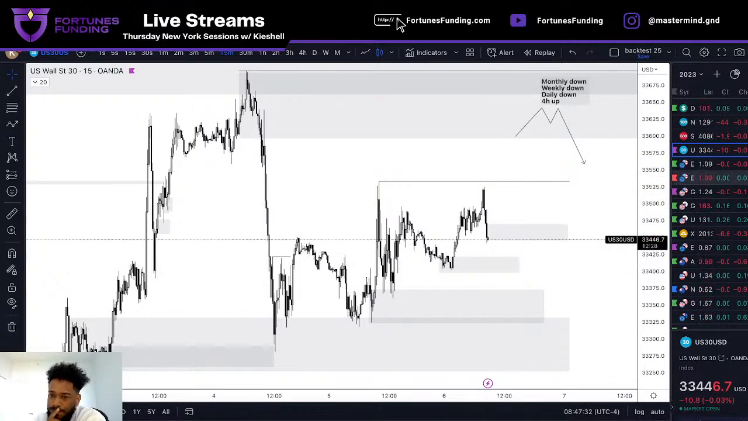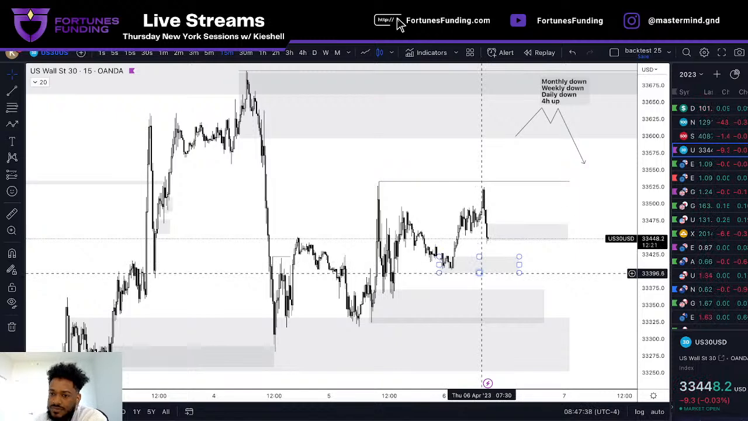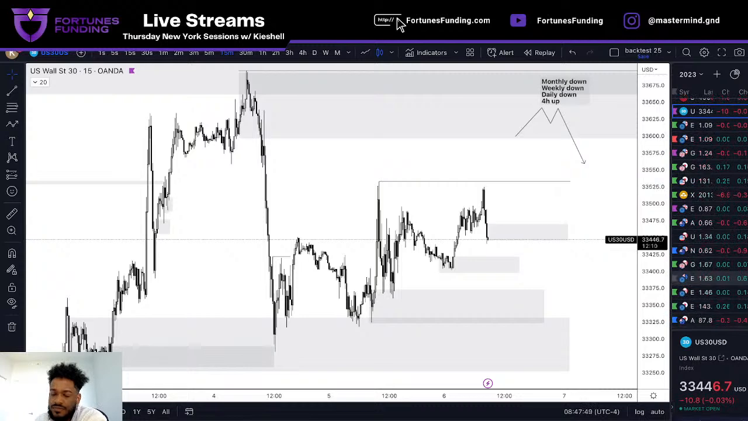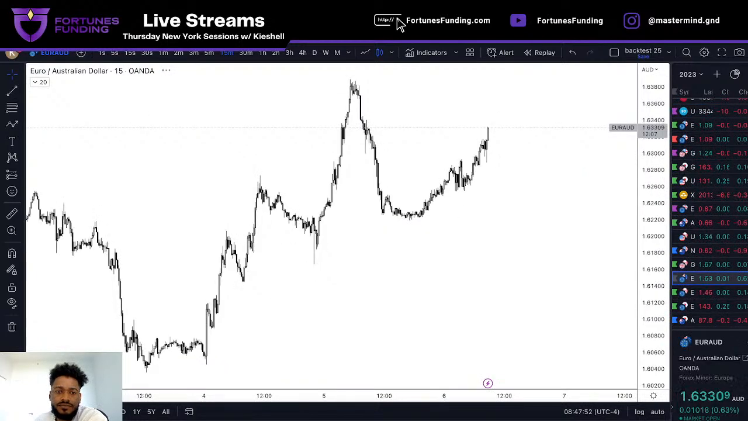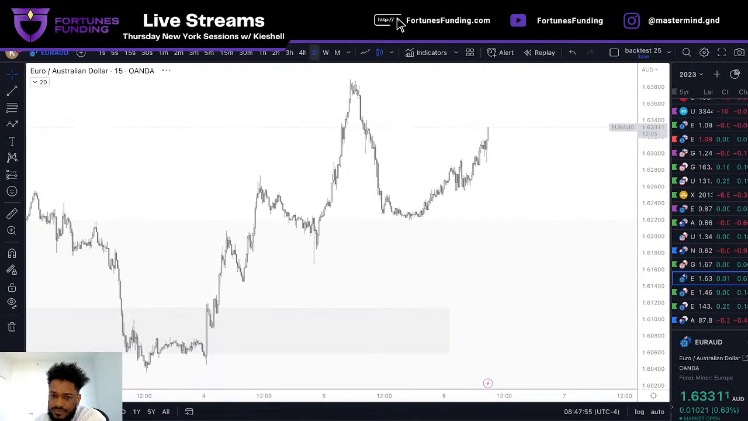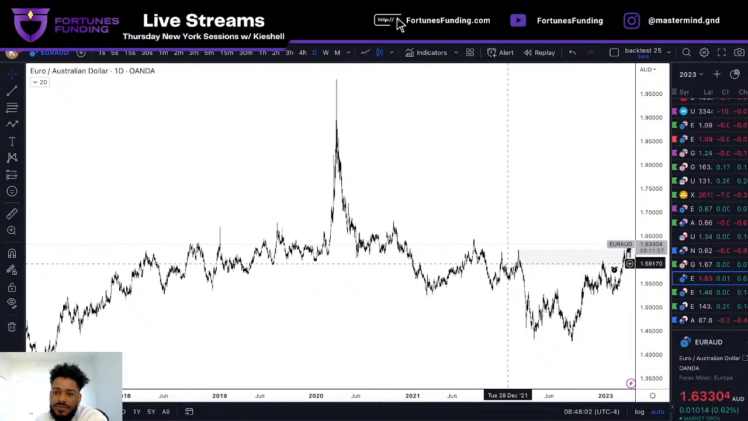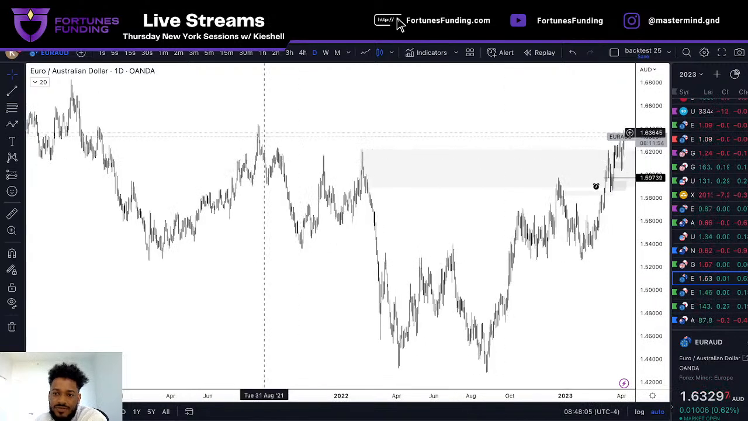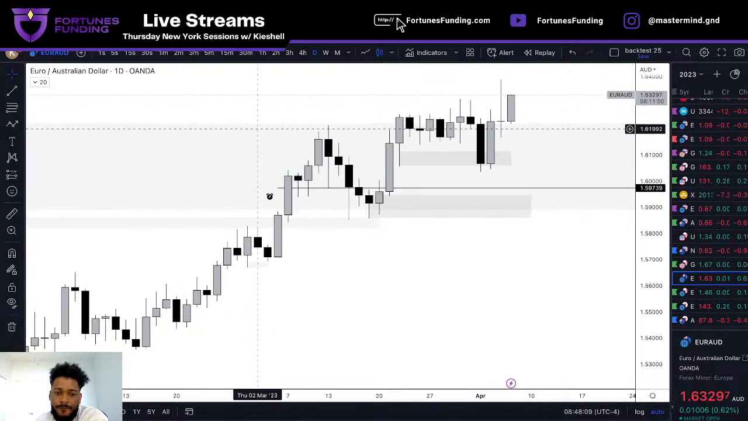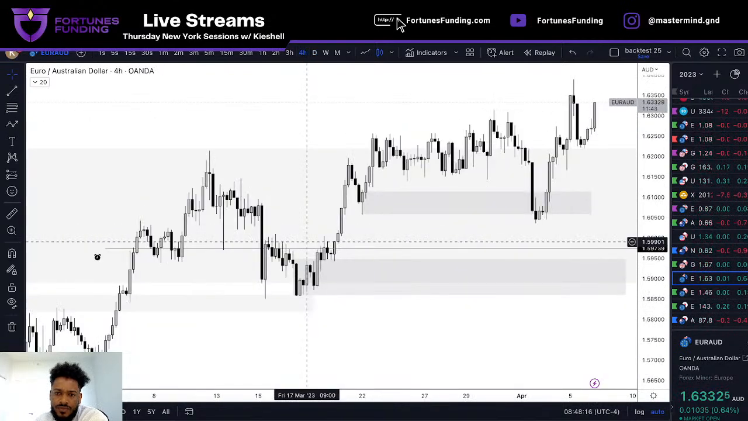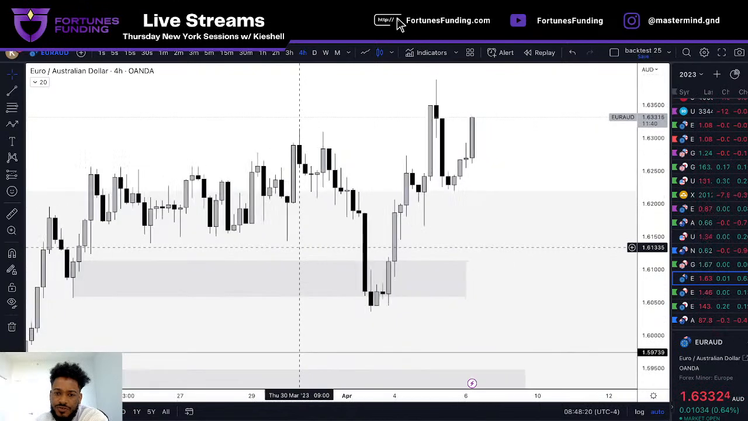And then we have Euro AED. Let's take it from the daily. Euro AED has been bullish on the daily. Like this zone right here. So this would have been the trade on Euro AED, right?